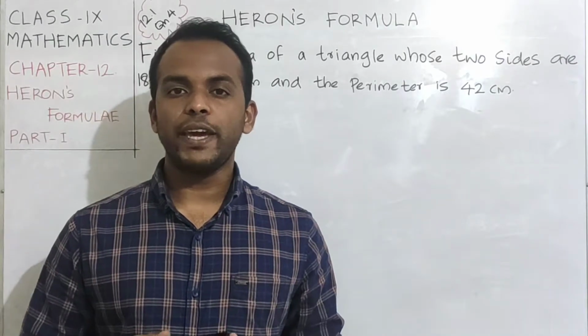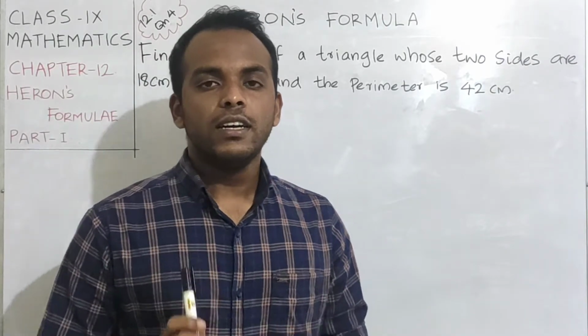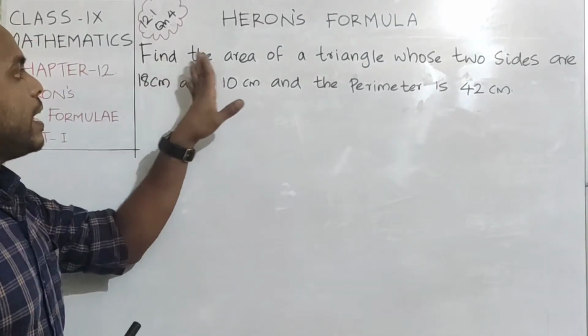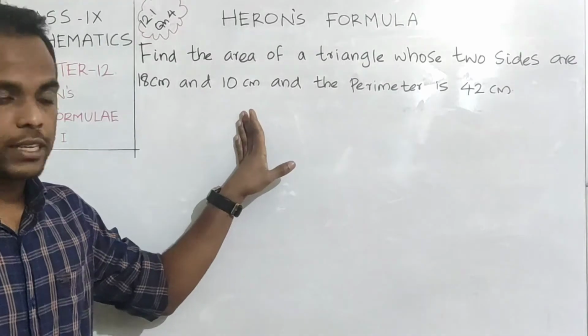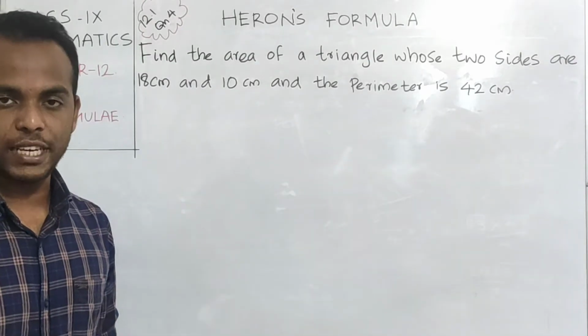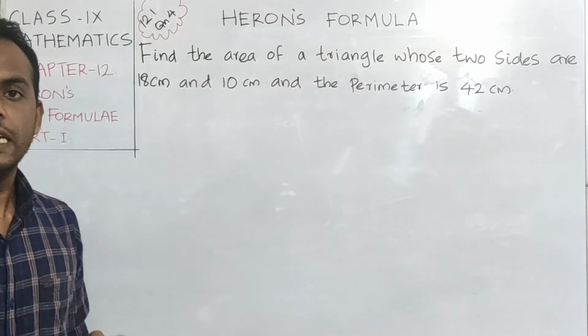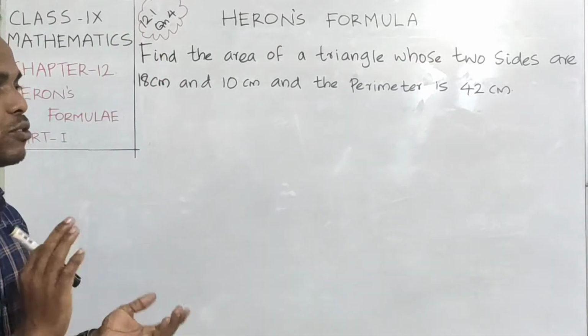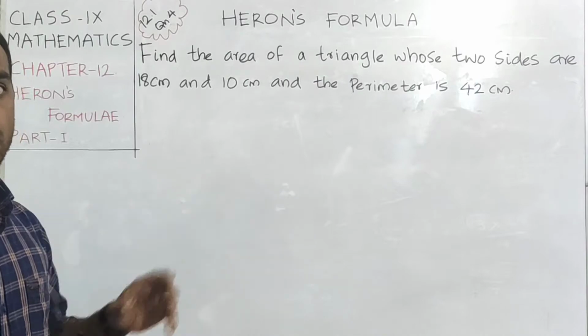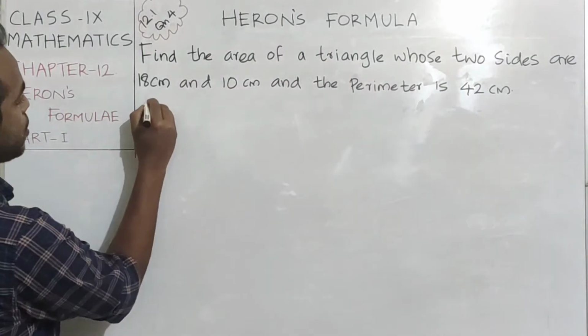Let us try to solve a question based on Heron's formula. The question says, find the area of a triangle whose two sides are 18 cm and 10 cm and the perimeter is 42 cm. So this is the question in front of us. This is question number 4 in exercise 12.1. So try to do it before we start in the video. Let's try to solve anyway.